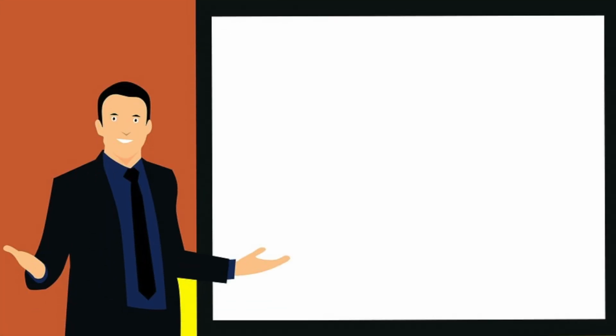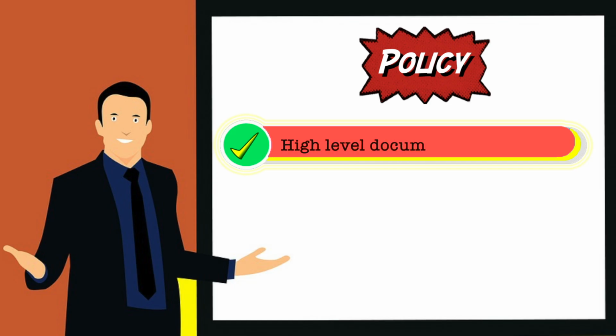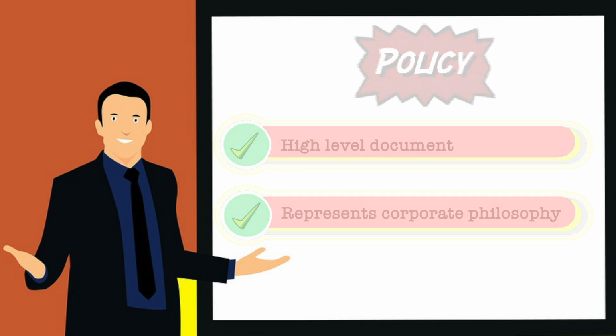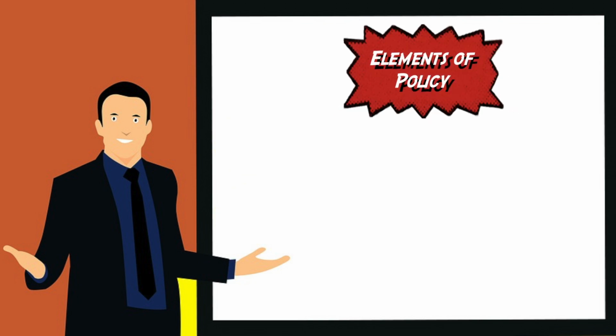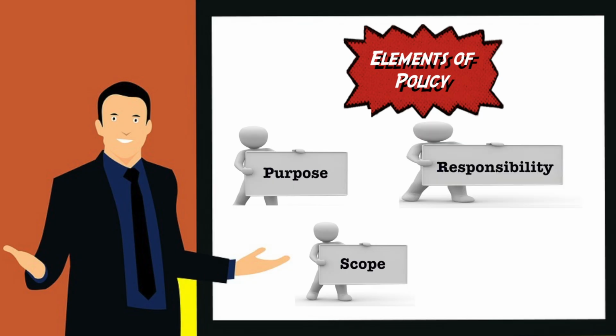Now let us start with defining policy first. Policies are high level documents that represent the corporate philosophy of that particular organization. Policies are kept clear and concise to keep them effective. Basic elements of a policy are purpose, scope, responsibility, and compliance.